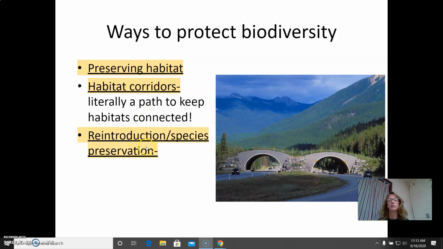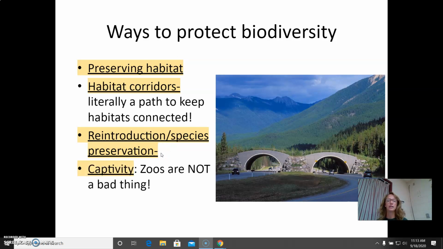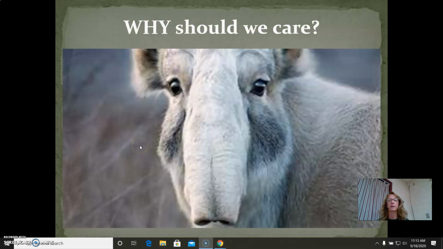Also, we can preserve a species by doing what we can in isolation, for example, a zoo, save that species, help it reproduce, and then reintroduce it back into the environment.